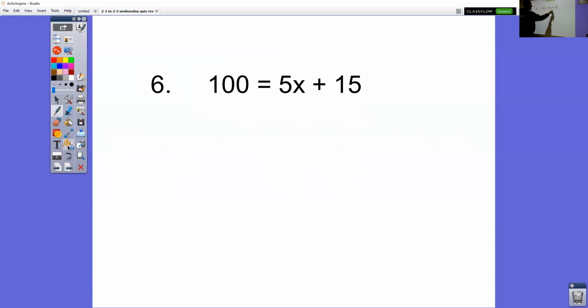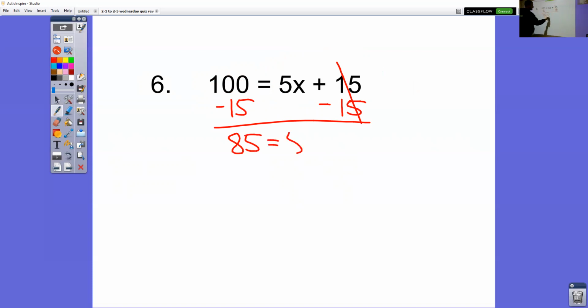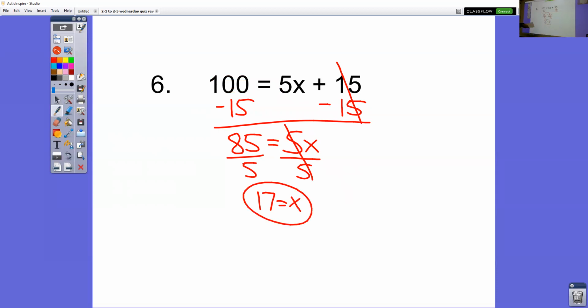So when we go and do this, we want to get rid of the plus whatever or minus whatever first. So we want to do minus 15 and minus 15. 100 minus 15 is 85. Bring down your equal sign, bring down your 5x. Now this is just a one-step equation that says 5 times x. The opposite of times is divide. So we want to divide by 5 and divide by 5. 85 divided by 5 gives you 17.